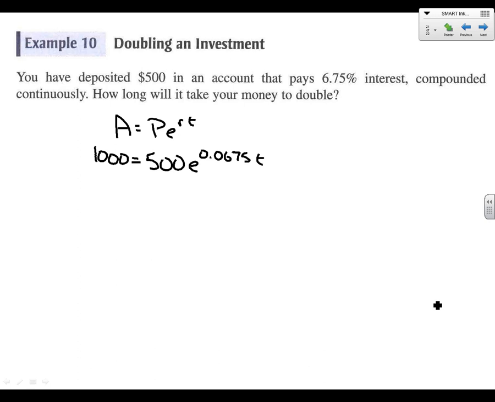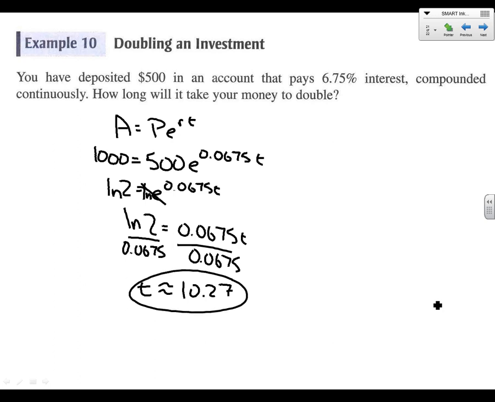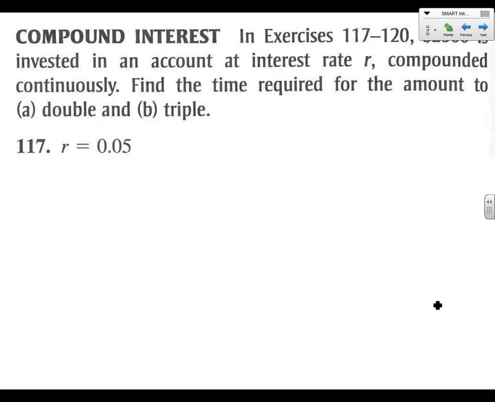Divide both sides by 500. We'll get 2 equals e to the 0.0675t. Let's get rid of that e. Natural log. The natural log of 2 equals 0.0675t. Divide both sides and plug it into your calculator. If you do that correctly, you end up with a solution of 10.27 years to double your money. Last one for you to try.